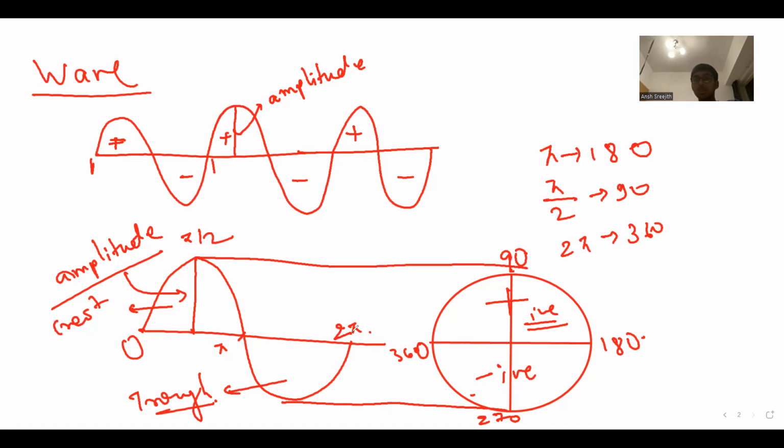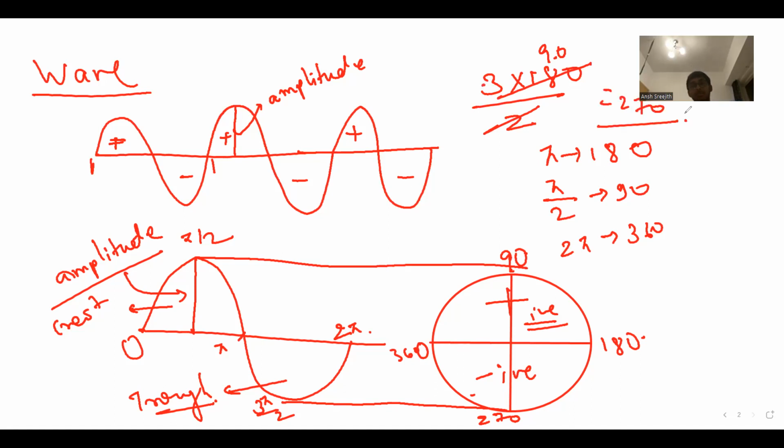Clear? And what about 270? 3 pi by 2. You can also see 3 into 180 divided by 2. 9 threes are 270. So there is no need to remember. 3 pi by 2 is 270 degree. Understood this part? Very good. Now, come to the next page.